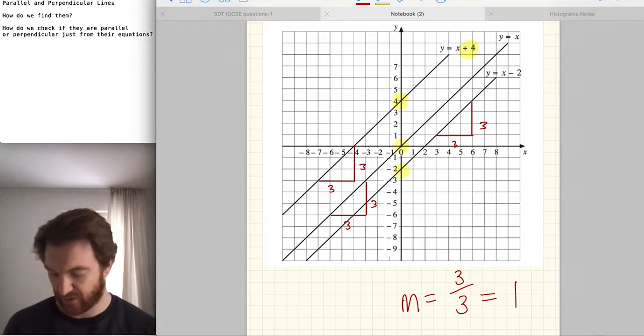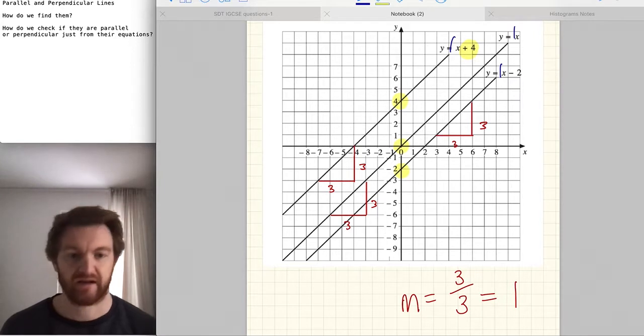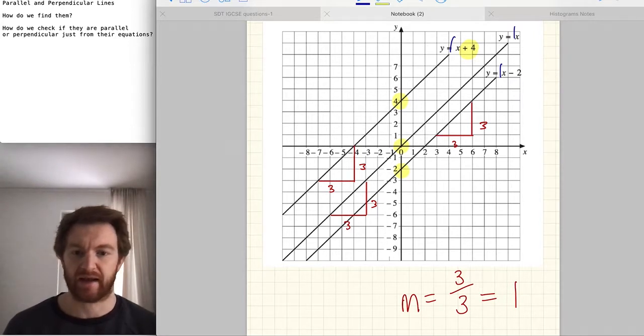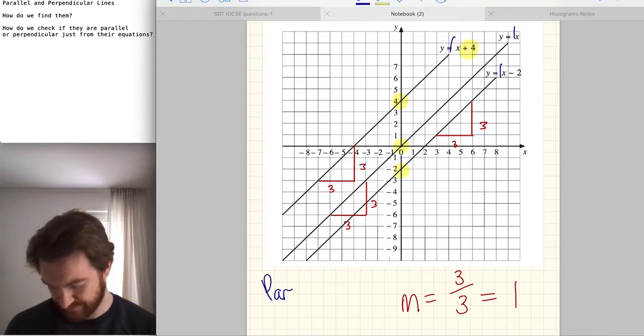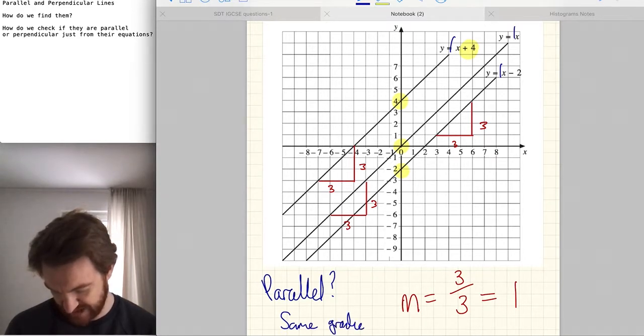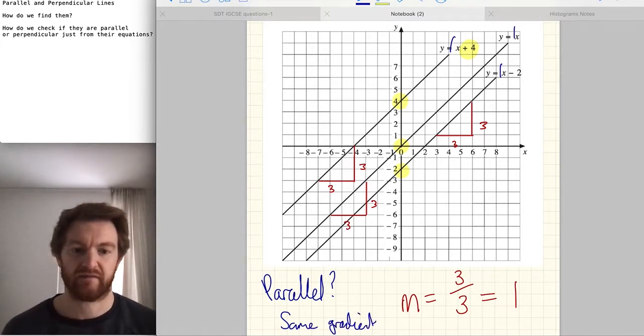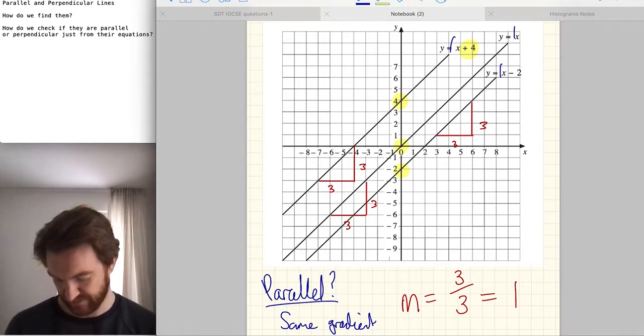And if we look at the equations, we can see the same thing. It's 1x, 1x, and 1x. So the gradient is the same for all 3. So how do you know if lines are parallel? Well, it's the same gradient. But we can see that the intercept can be anything. It doesn't have to be the same intercept.